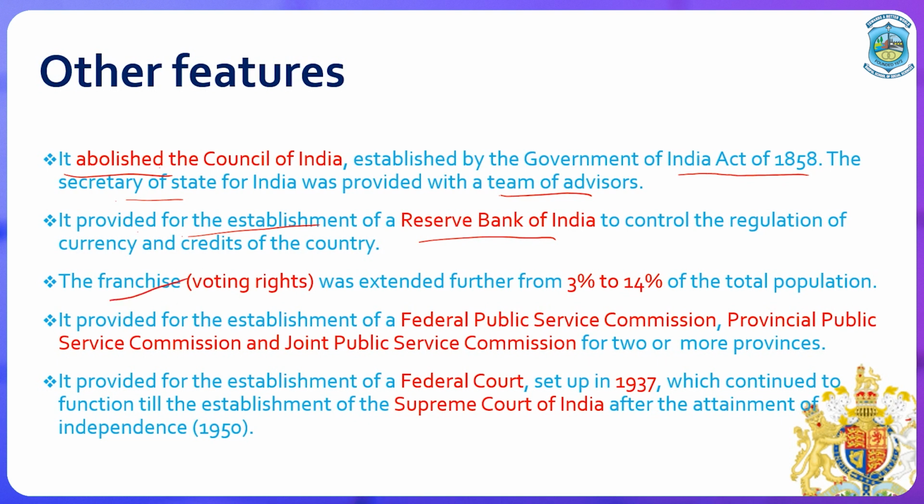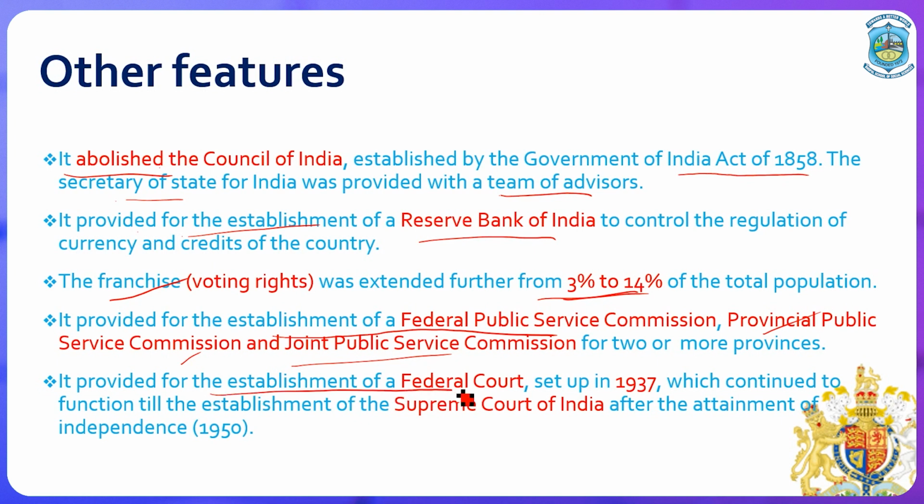The franchise was extended further from 3% to 14%. This is very important. Although the numbers were few, it is still a very important provision, because now at least 14% of the Indian population could cast their vote instead of 3% under the previous Act. The Act also provided for the establishment of the Federal Public Service Commission, Provincial Public Service Commission and Joint Public Service Commission.